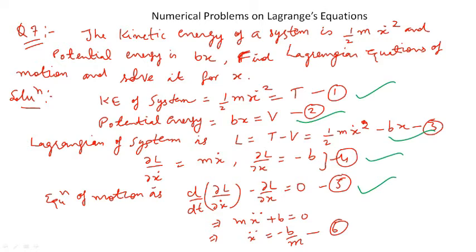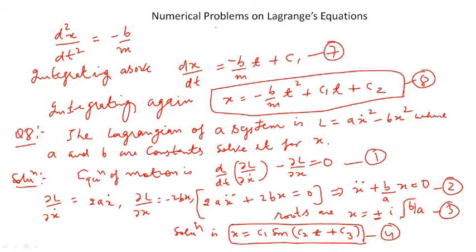When we put the values of del L over del x dot and del L over del x in equation number 5, then we find x double dot is equal to minus b upon m. Let us say it is equation number 6. We can write x double dot is equal to d2x over dt square, so d2x over dt square is equal to minus b upon m. Because we have to find the value of x, we will integrate this equation.